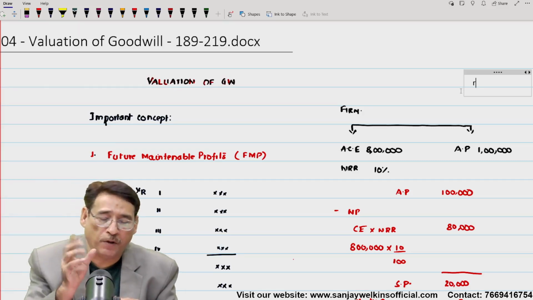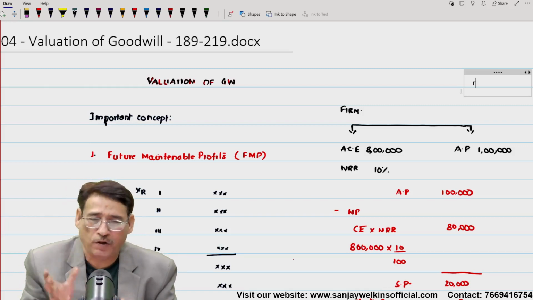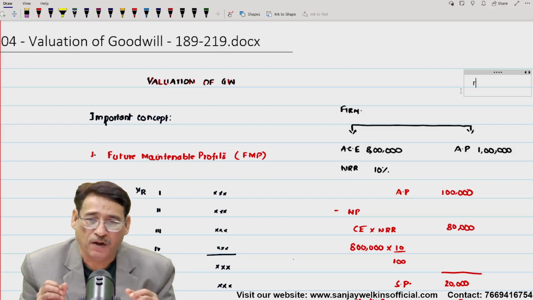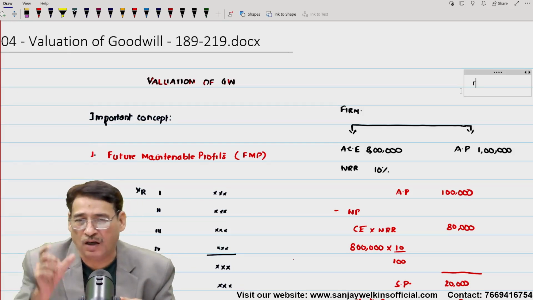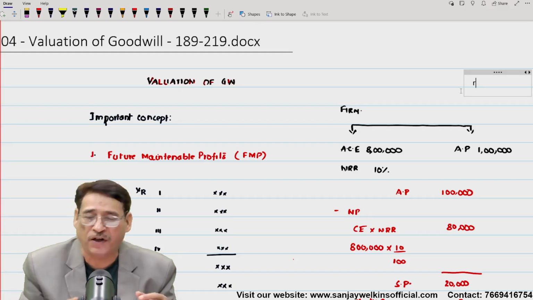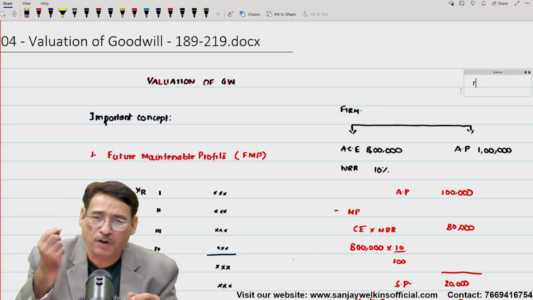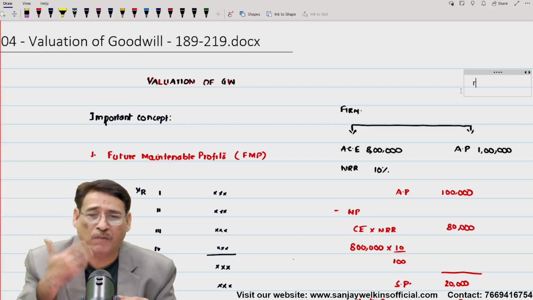The second important peculiarity of this chapter is that if the same question is solved by 4 different persons, let us say 4 actuaries valuing the goodwill of a particular firm, more often than not, chances are quite glaring that each one of them will get a different answer. The reason is very simple, because the value of a particular thing actually depends upon our need. Now I will simplify it.